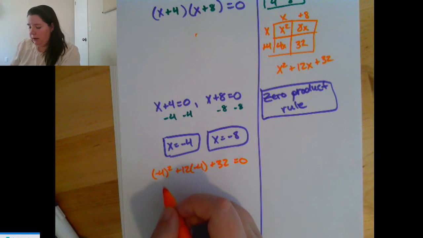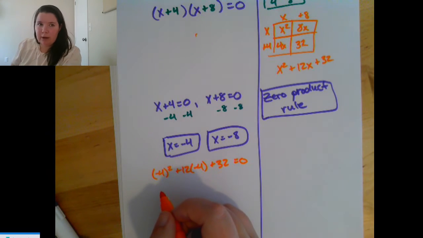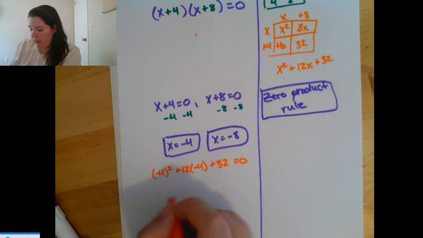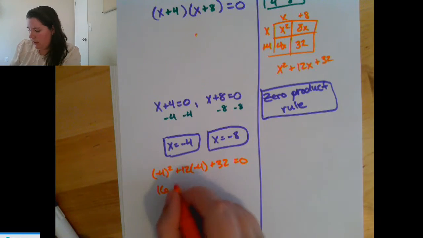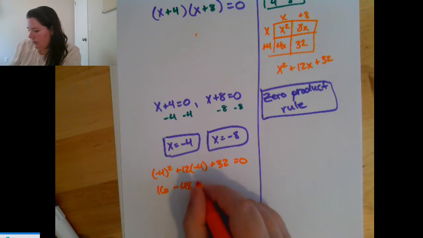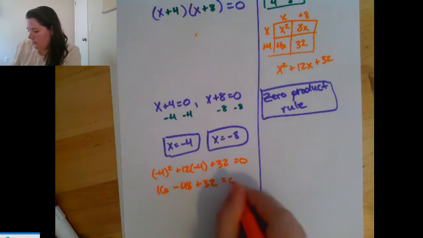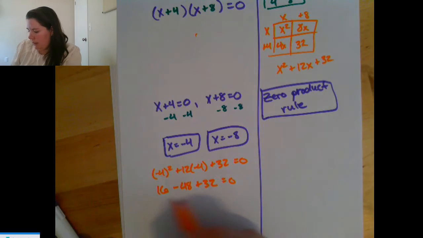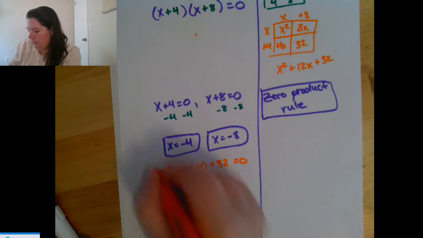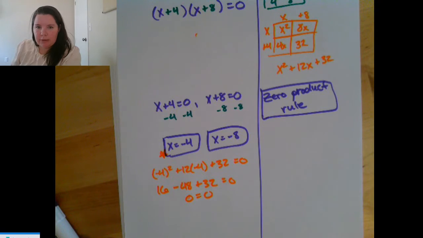-4 squared. -4 times -4. Two negatives makes a positive. Okay, and here I have -48 plus 32. So I have 48 positive and -48. Everything cancels out. My answer was correct.